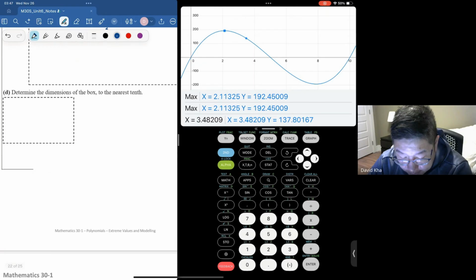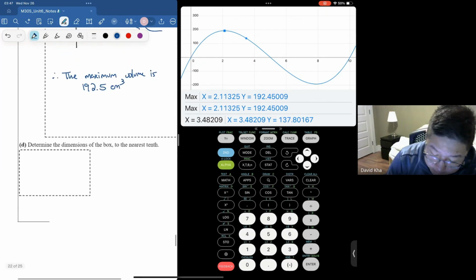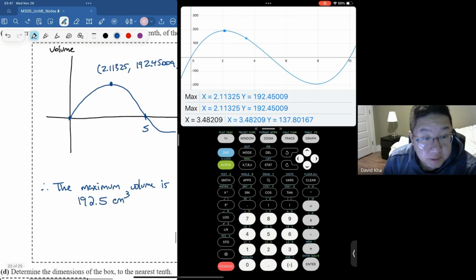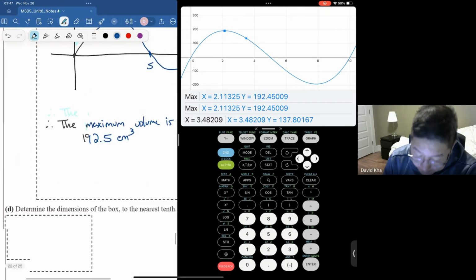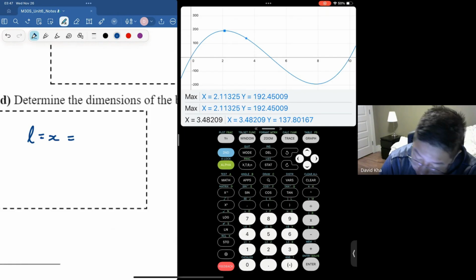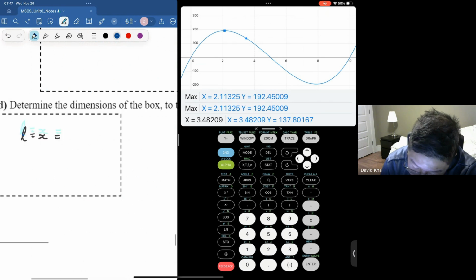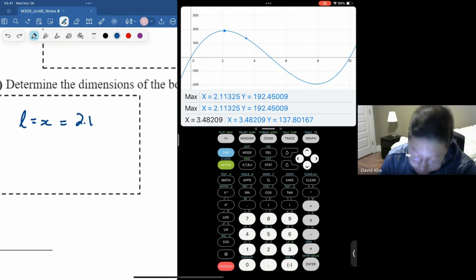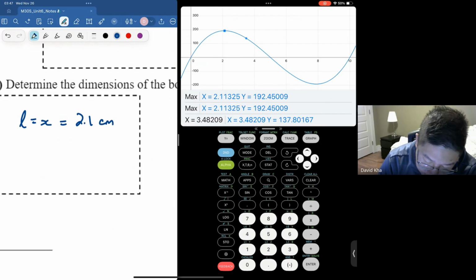Determine the dimensions of the box. Okay, this isn't too bad. We know that x is 2.11325. So we can say L is equal to x, so it'd be 2.11325. Let's round to the nearest tenth. So 2.1 centimeters. The width was 20 minus 2x.